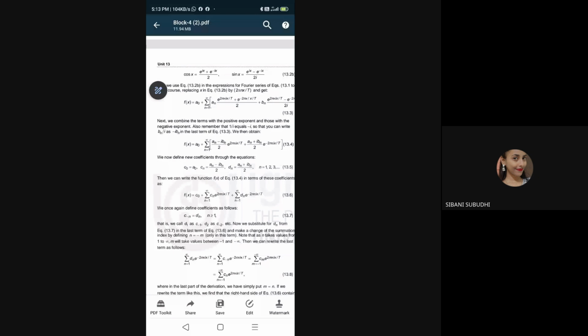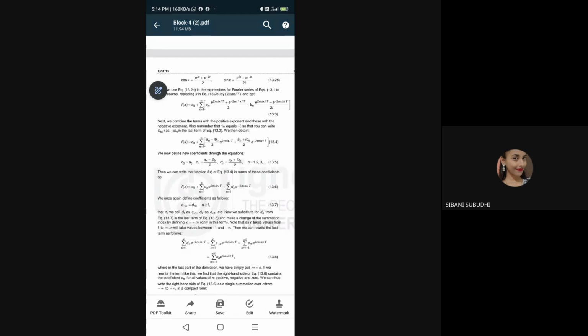So now the coefficient C0 can be defined as a0 and Cn as (an - ibn)/2, where an, bn are Fourier coefficients, and your Dn is equal to (an + ibn)/2, where an, bn are Fourier coefficients. So you can write the modified expression: f(x) equals C0 plus summation n equals 1 to infinity Cn e^(2nπix/T) plus summation n equals 1 to infinity Dn e^(-2nπix/T). And you can write C minus n is equal to Dn.